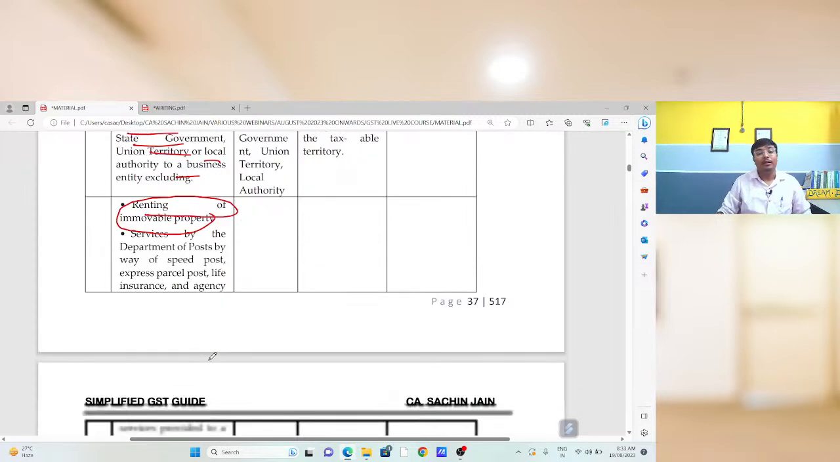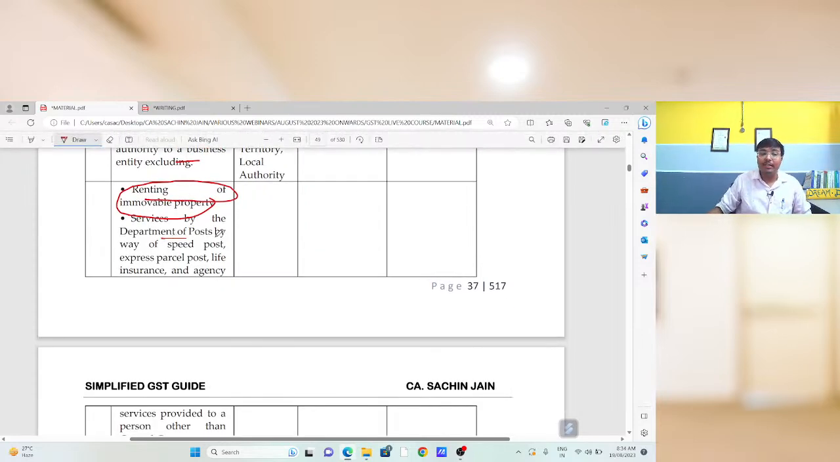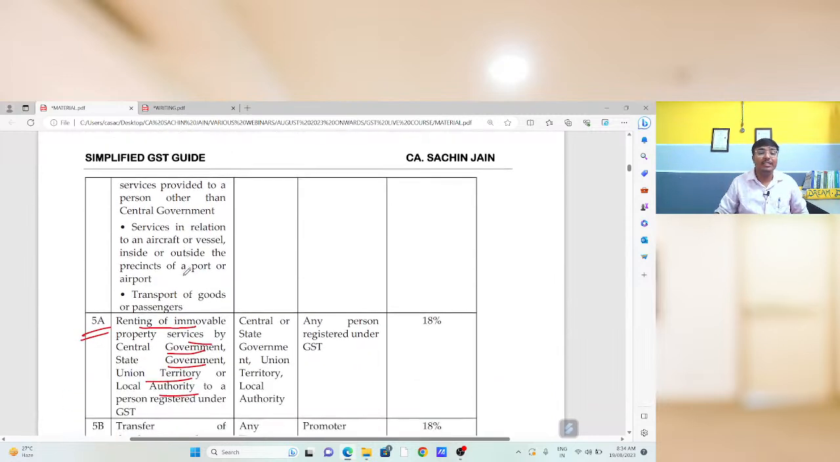Also, the Indian Postal Services, Department of Posts by Speed Post, Express Parcel Post, and Life Insurance Agency services provided by the central government, state government, union territory are also not covered under the reverse charge mechanism. And services in relation to aircraft or vessel, inside or outside the port or airport, and transportation of goods or passengers are also not covered under reverse charge mechanism by the central government, state government, union territory, or local authority.